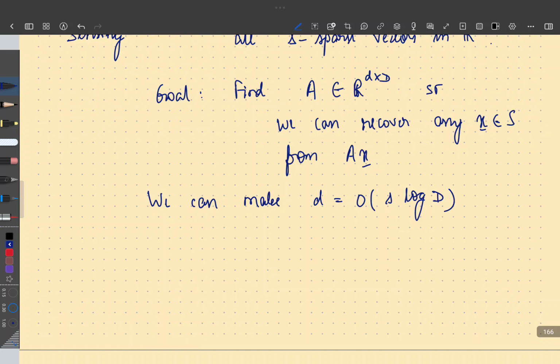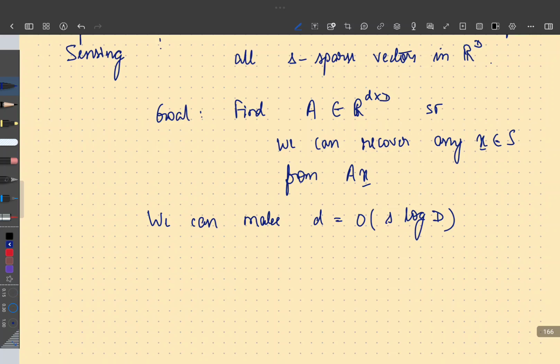You know that just a few hundred of these entries are non-zero. The non-zero entries can be arbitrary, by the way. I don't say that they have to be 0 or 1 or -1, no restrictions. But only S of those entries are non-zero. The remaining capital D minus S entries are all equal to 0. Okay? So if S is very small, you can get a huge savings in dimension going from capital D to log of capital D, essentially.